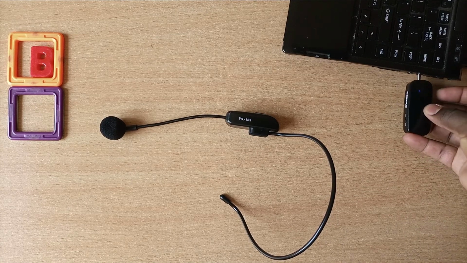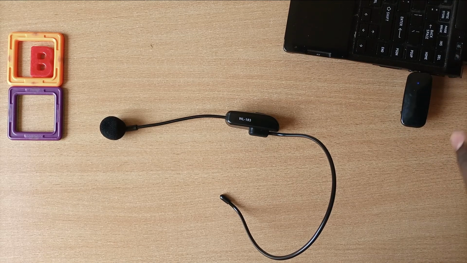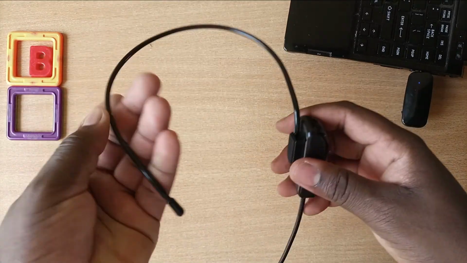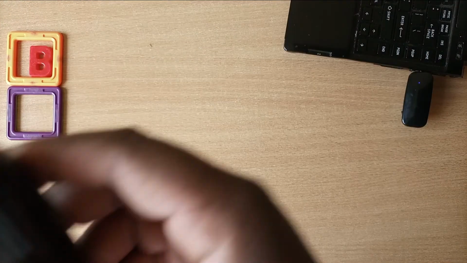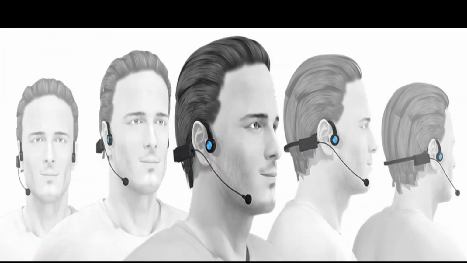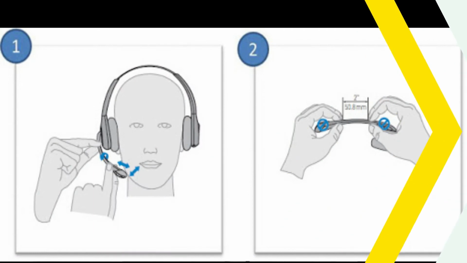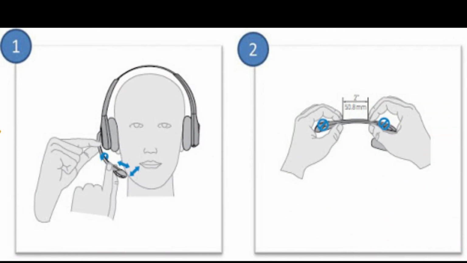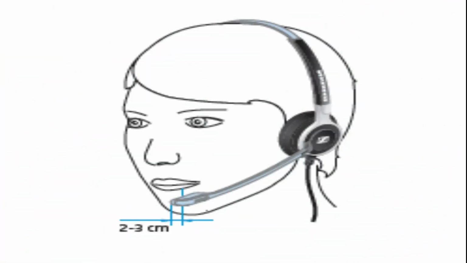So after that, you plug in the audio receiver to the audio input jack on your laptop or mobile phone or whichever audio box that you're using. So with that, you're set to go. The next thing involves wearing your headset correctly and positioning the microphone and adjusting the distance between the microphone and the mouth for accurate audio capture.